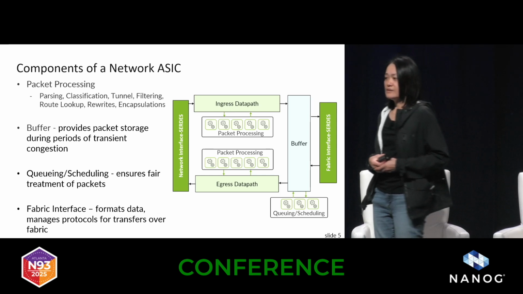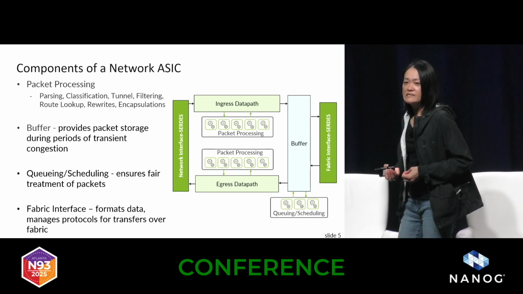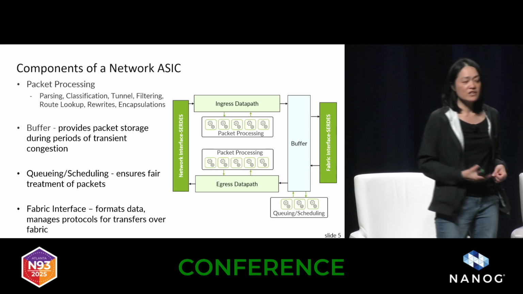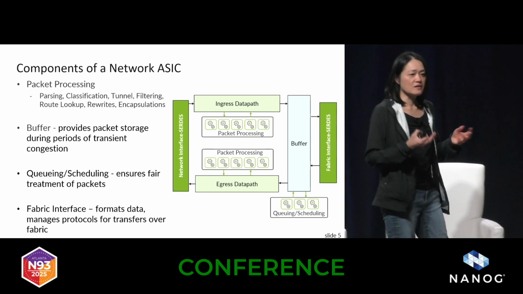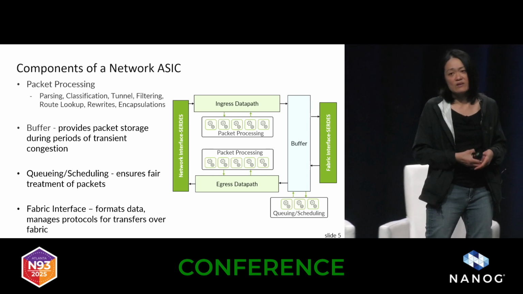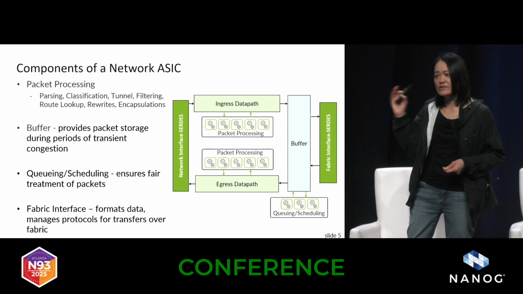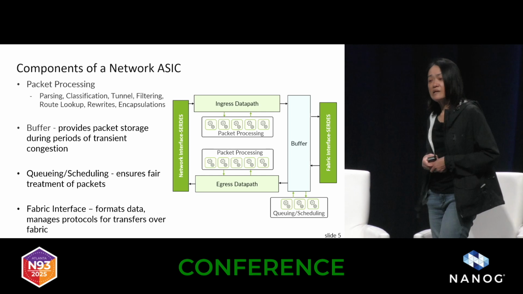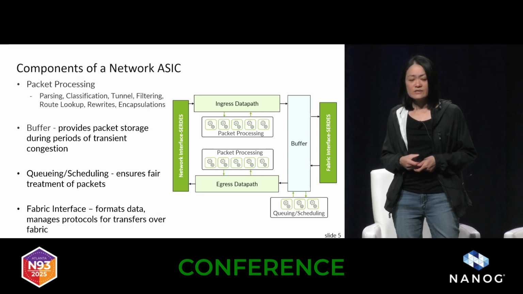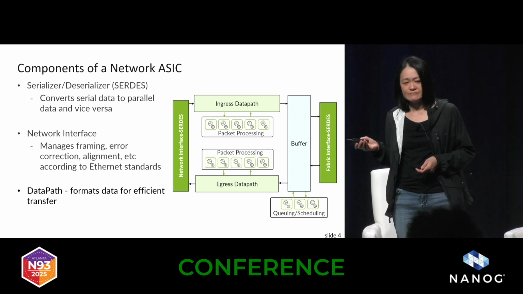Okay. So this is a very high level view of what's in the ASIC. But what really differentiates one network ASIC from another is the implementation details. There are many different ways of implementing these components. So let's take a look at some of the implementation options we have in more detail, starting with the packet processing.